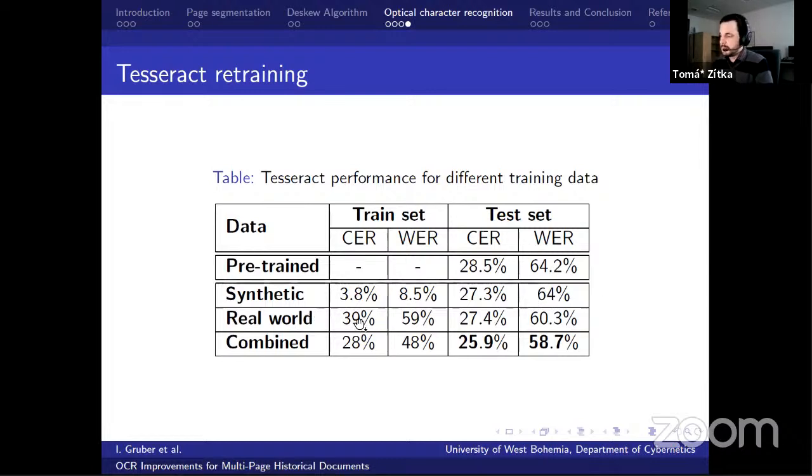When we train on real-world data, we can improve performance on test data just a little bit, but when we combine these two approaches, we can achieve significant improvement, which actually results in improved word recall in our downstream task.